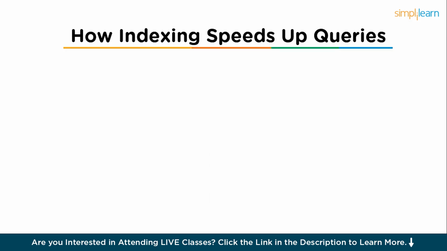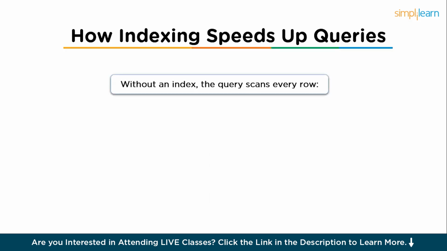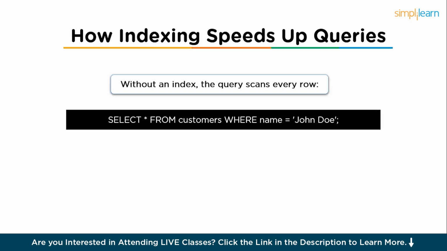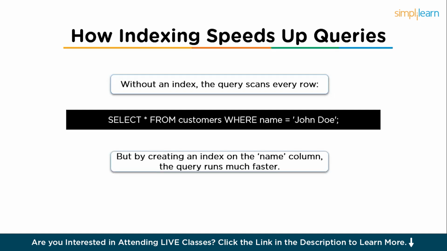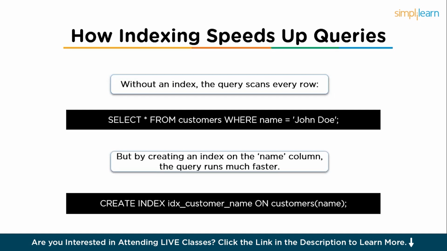Let's look at an example of how indexing speeds up queries. Let's say you're searching for customers by name. Without an index, the query scans every row. So you write a query like SELECT * FROM customers WHERE name = 'John'. This takes longer, especially in large data sets, but by creating an index on the name column, the query runs much faster. You write something like CREATE INDEX idx_customer_name ON customers(name). Now, as you can see, the database can quickly jump to the exact row, saving valuable processing time.